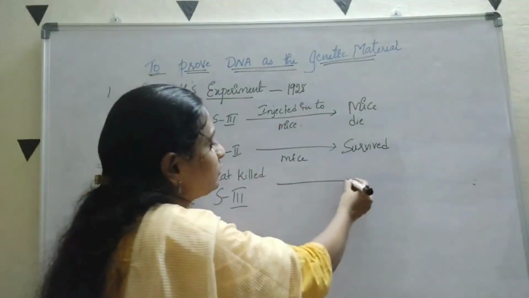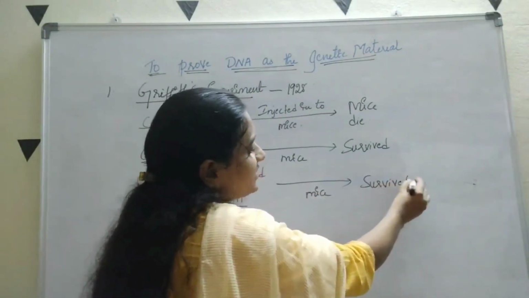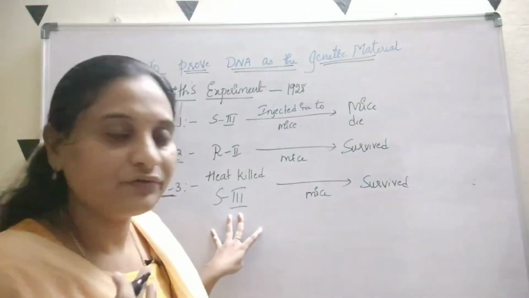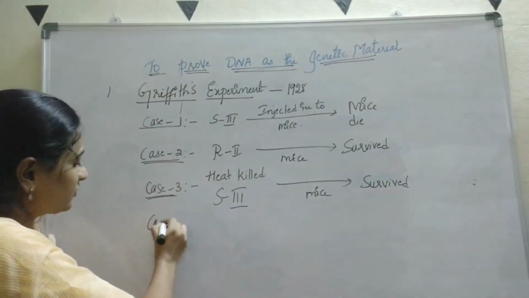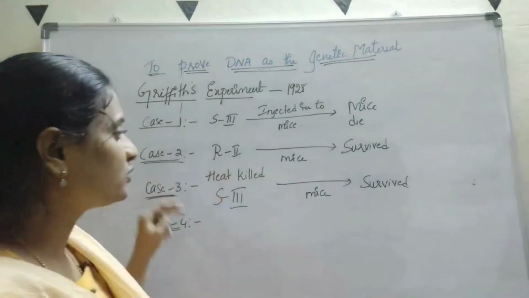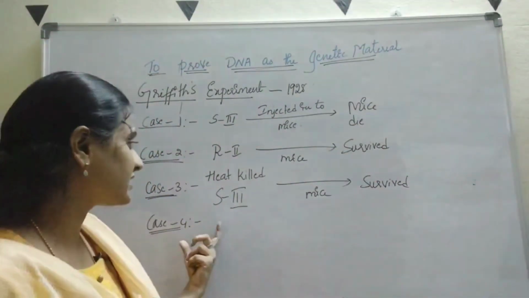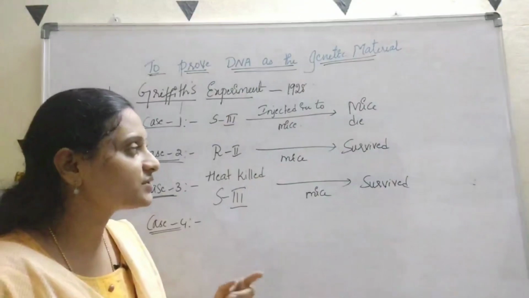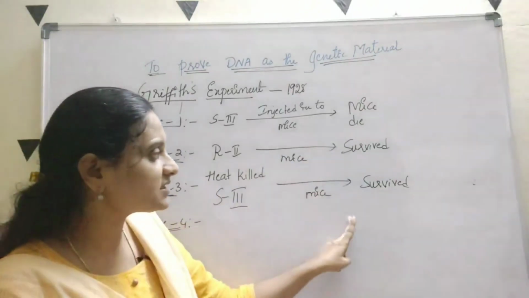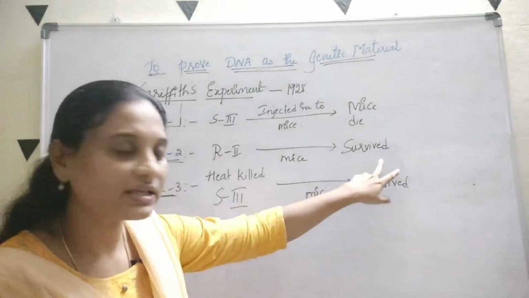So when it is injected into mice, the mice survived. We can expect that result, because here it got converted into avirulent. Okay. In case 4, this is surprising. In case 4, Griffith used two combinations which got the same result. So among the 3 cases, which got the same result? Case 2 and case 3 got the same result, that the mice survived.